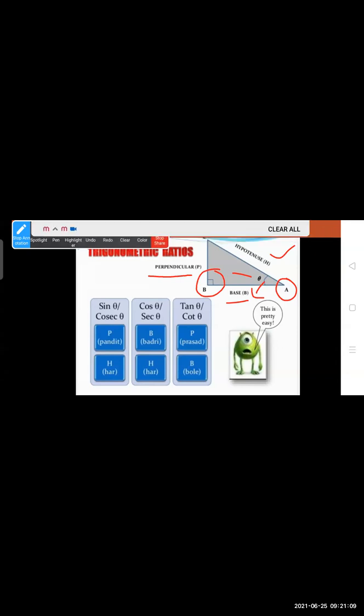So see, first we find which one is the perpendicular side and which one is the base side. If the angle A is equal to theta, then the opposite side of theta is called the perpendicular side, and the adjacent side of theta is always called the base. And the side opposite the 90-degree angle is called the hypotenuse. Okay, from the figure we find the perpendicular side, base side and hypotenuse side.